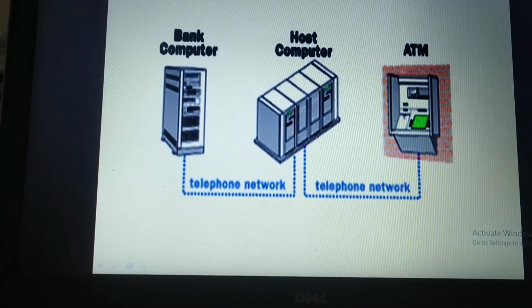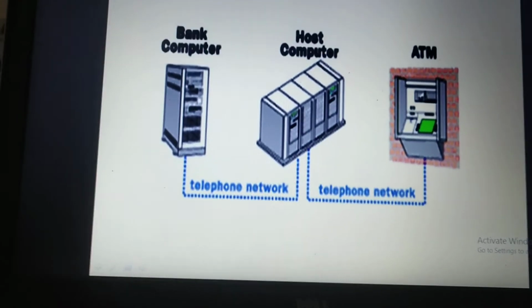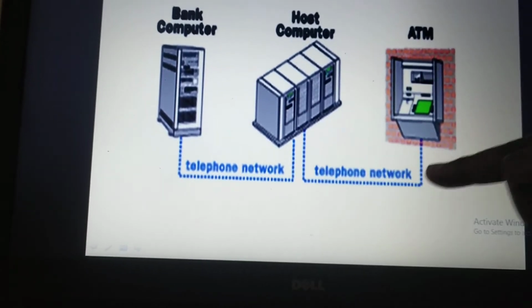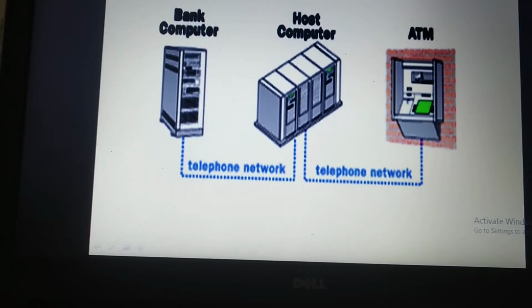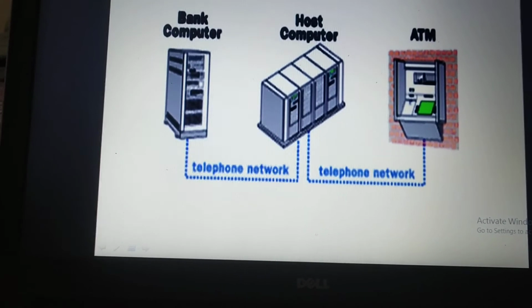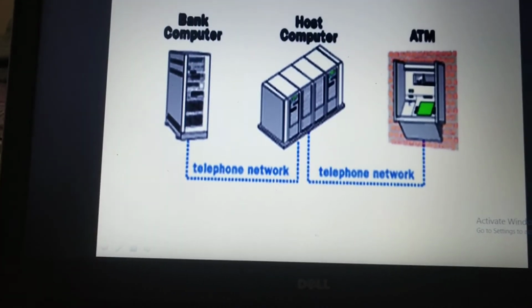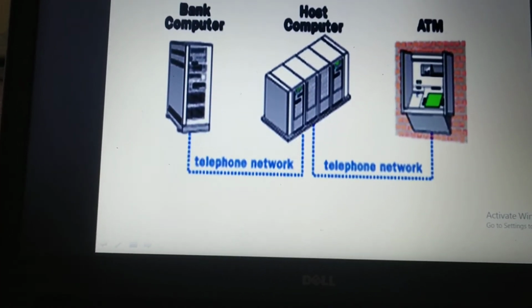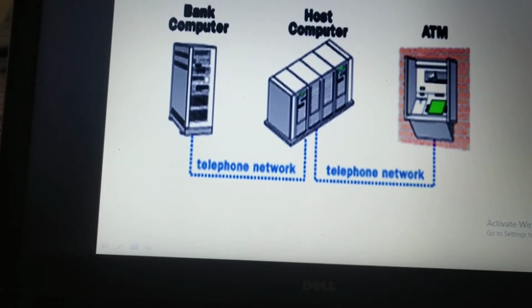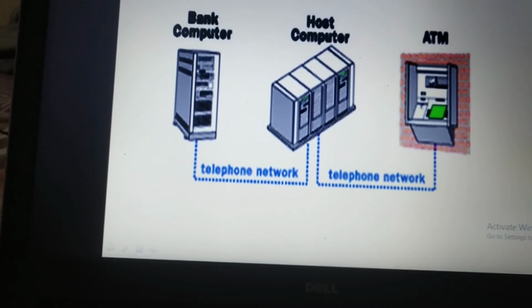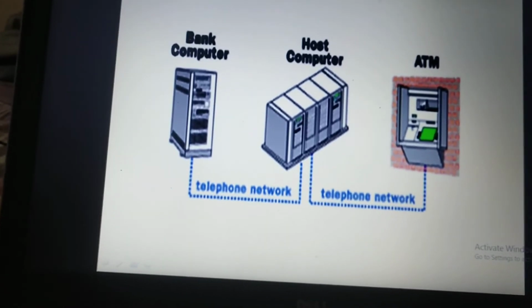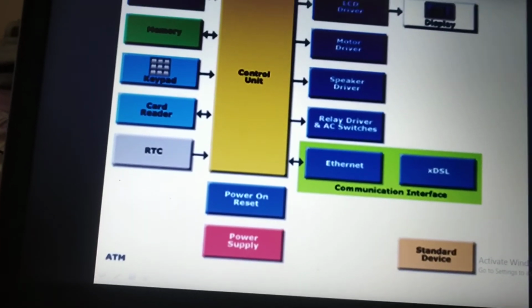Next we will discuss the operation of the ATM machine. The ATM machine is always connected to the host computer by using a telephone network, like your mobile connection. The host computer is always connected to your bank server, that means the bank computer, also through the telephone network. So keep in mind that the ATM machine always works through the telephone network. When you get a signal, you can access your ATM machine. Without a signal, we cannot access the ATM machine. So this is the main function of your ATM machine.